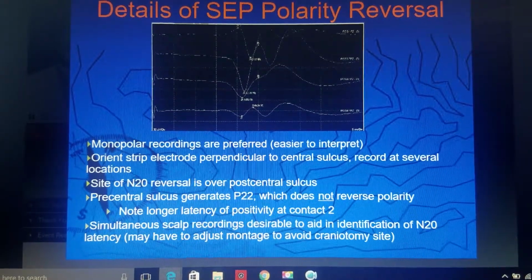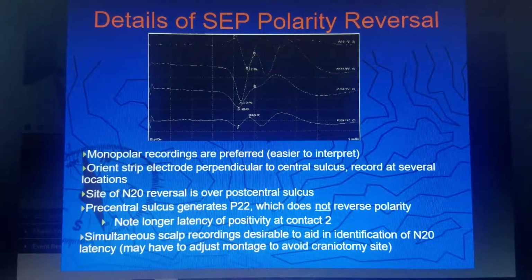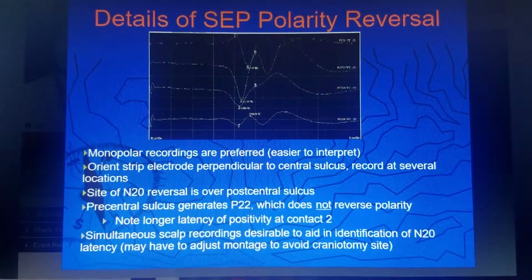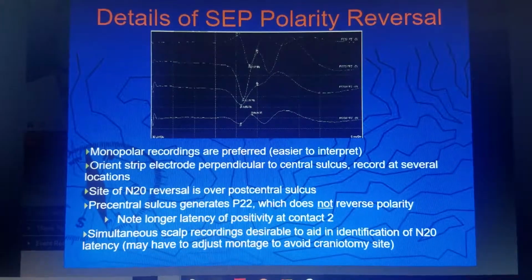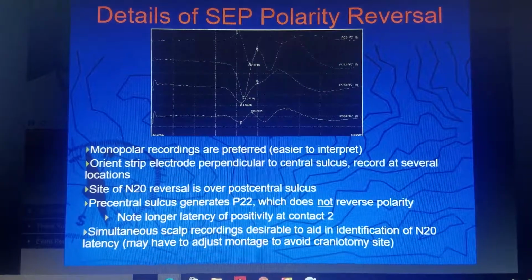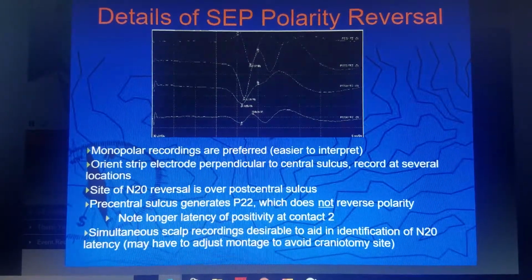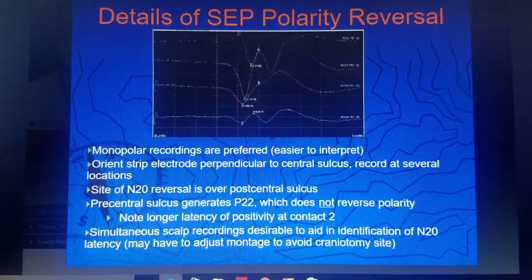So recognizing this difference in polarity and latency is the key. When you see what looks like a polarity reversal, but whoops, the positivity is a little bit longer latency than the negativity, bingo, that electrode is right over the motor cortex.